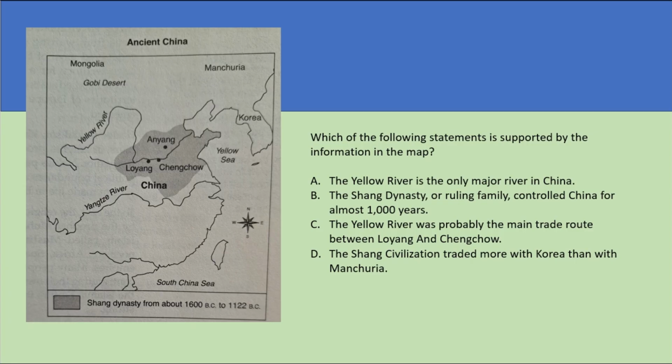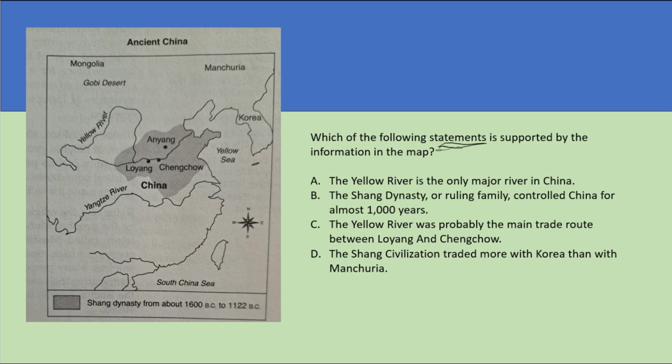Let's go ahead and take a look at another question. And for this question, we are using the map that we see right here on the left. The title of the map reads Ancient China. Down here, we have a legend that lets us know that this grayed out area was the Shang Dynasty. Let's see which of the following statements is supported by the information in the map.